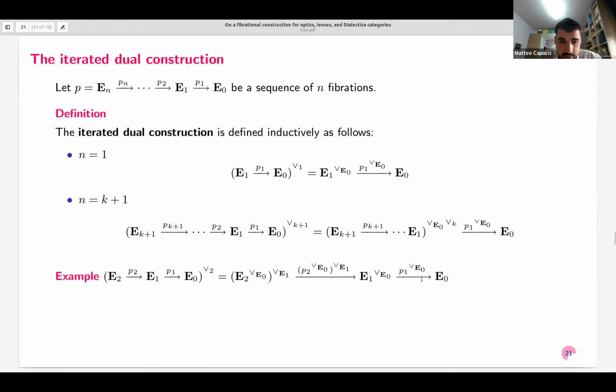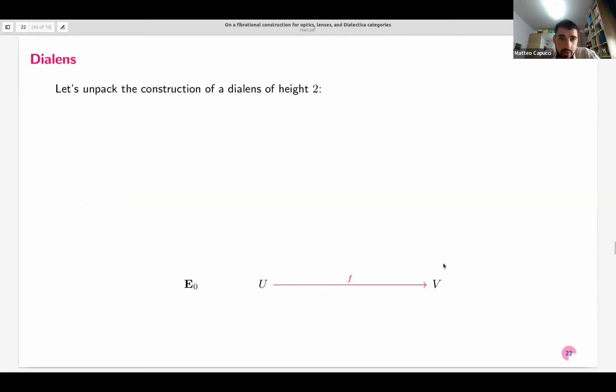So the result is, well, there's an example that's probably not very interesting to look at, right? And then when we are done with this construction, which is turning around all the morphisms one level at a time, the morphisms in the topmost category will be called P dialenses of height n, okay? So let's see in practice what a dialense of height 2 looks like.